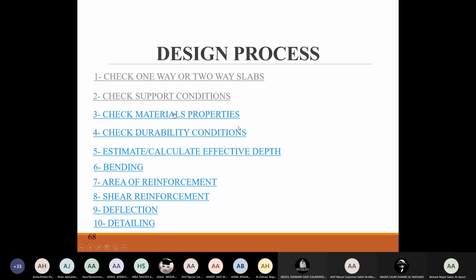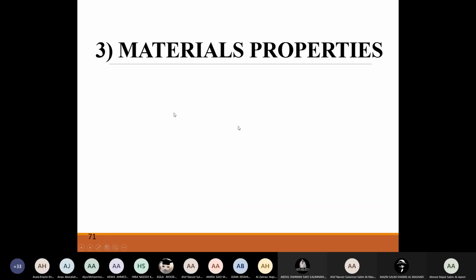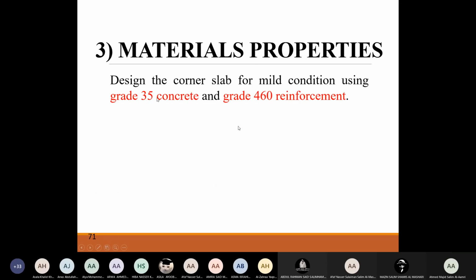We need to check the material properties, whether they have been given in the question or they have not been given. So if we go to the material properties, we can see in the question clearly they have been saying that we are using a grade of 35 for concrete and a grade of 460 for steel. So these have been mentioned. If they have not been mentioned, you need to check your code to get the proper grade of concrete. And I'll explain for you later on how we are going to choose the grade of concrete and the grade of steel.